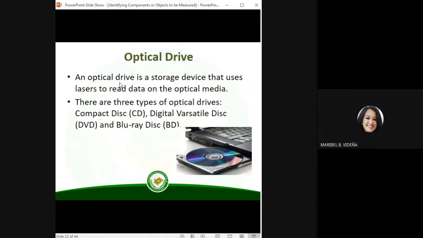Next component is the optical drive. An optical drive is a storage device that uses lasers to read data on an optical medium. There are three types of optical drives. We have the compact disc, or CD, the digital versatile disc, or DVD, and the Blu-ray disc, or BD. CD, DVD, and BD media can be pre-recorded, recordable, or rewritable.